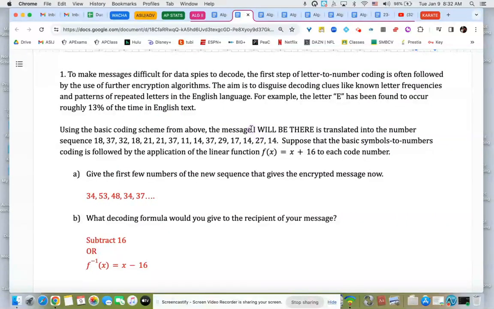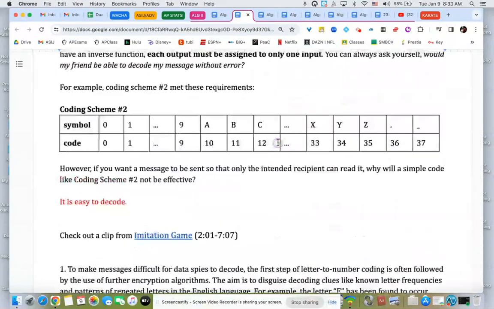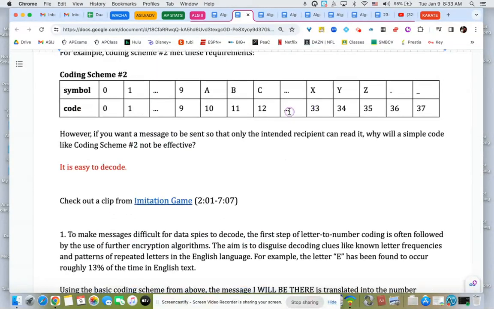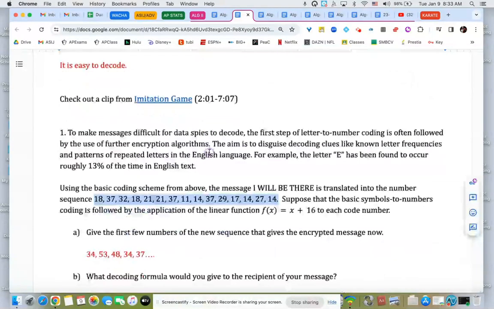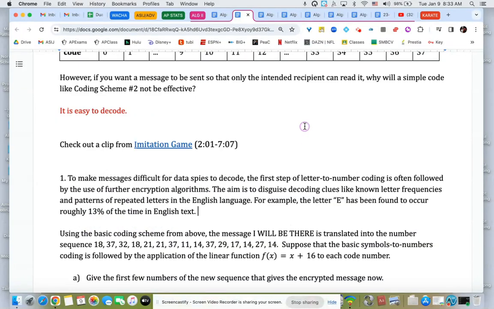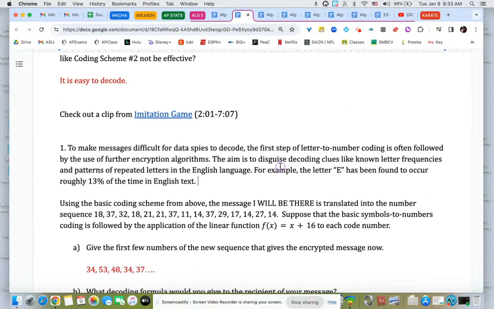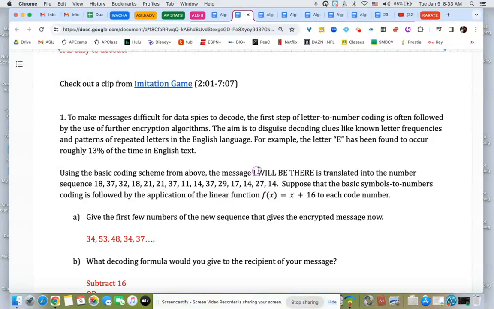So if you have the message "I will be there," you could change that into numbers using what we had up here, right? So an I turns into an 18, and then that's the space, right? And then 32 is a W. You can see a 32 would have been a W, 33 is X. Okay, so this number sequence represents this saying, I will be there.